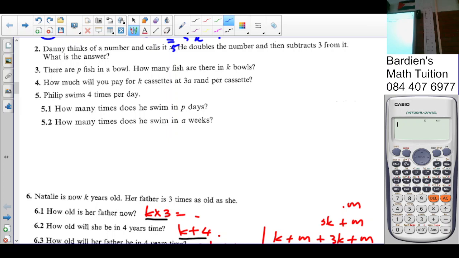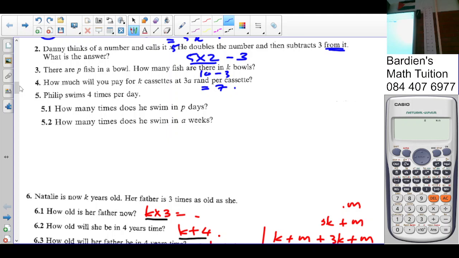He doubles the number. If he doubles the number, what happens? Is it 5 times 5? Yeah, 5 times 5 is 25. Is 25 double 5? No. It's 5 times 2. He doubles the number and then subtracts 3 from it. Whatever follows from goes first. So it is 5 times 2. What operation is subtract? Minus. So 5 times 2 is? 10 minus 3, which is? 7.